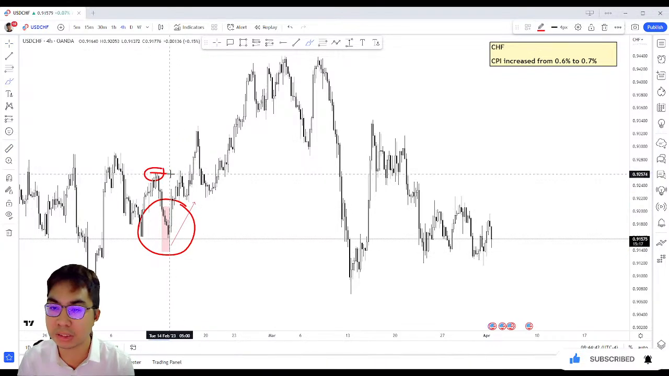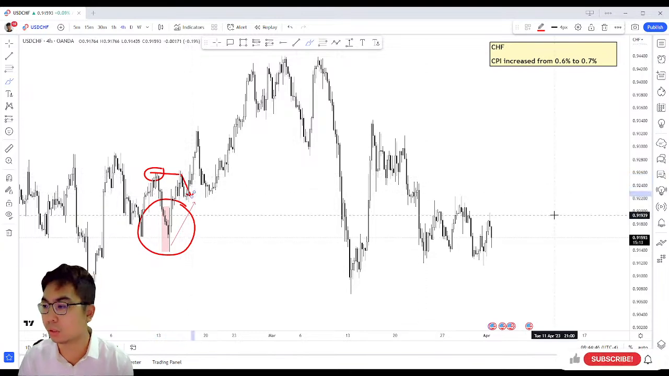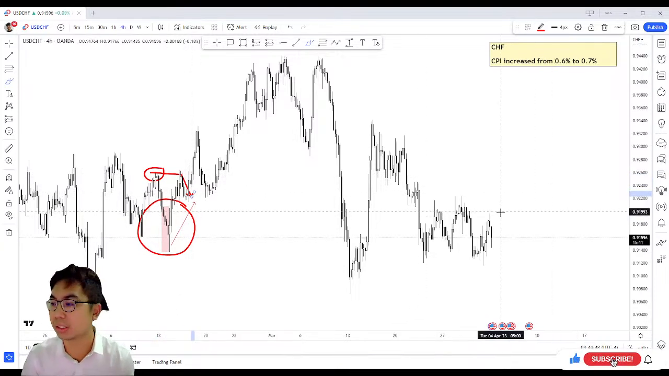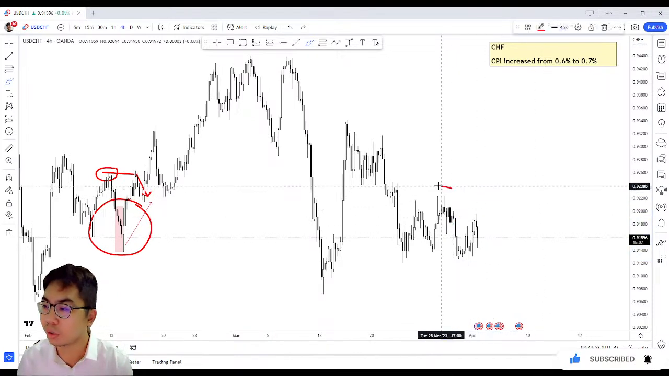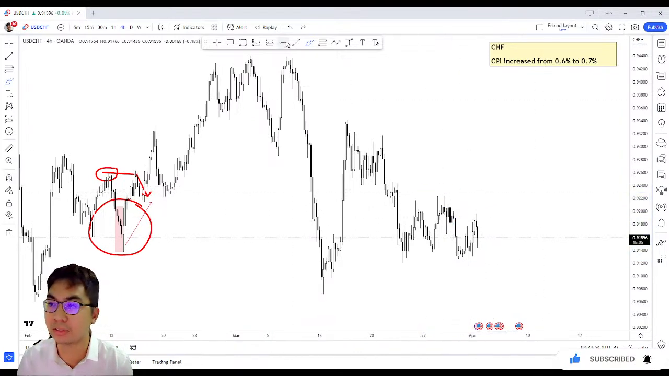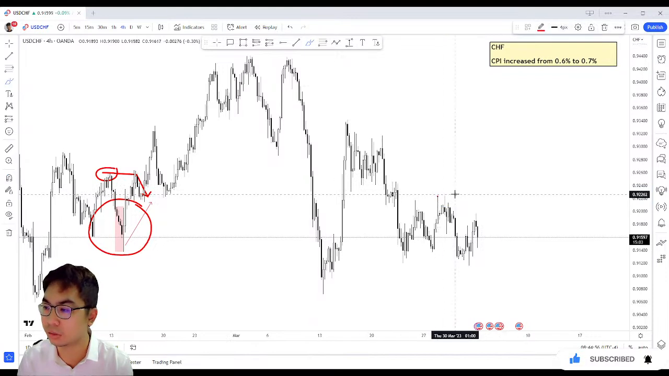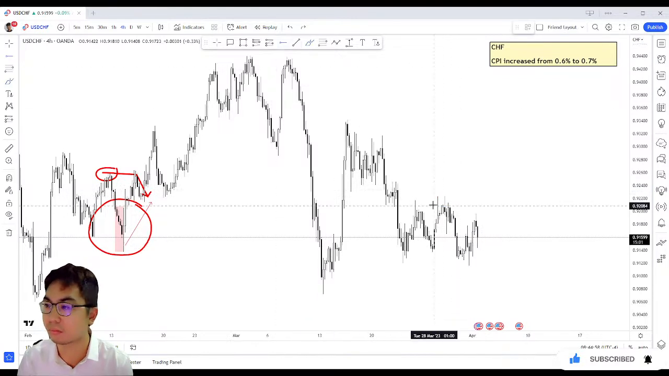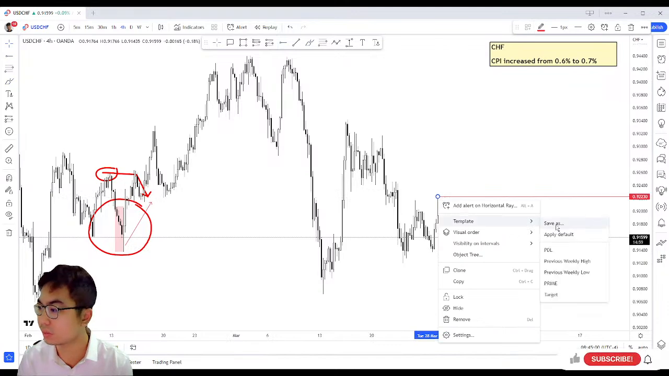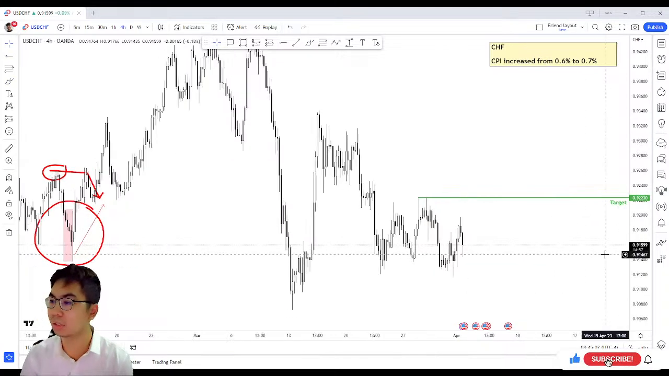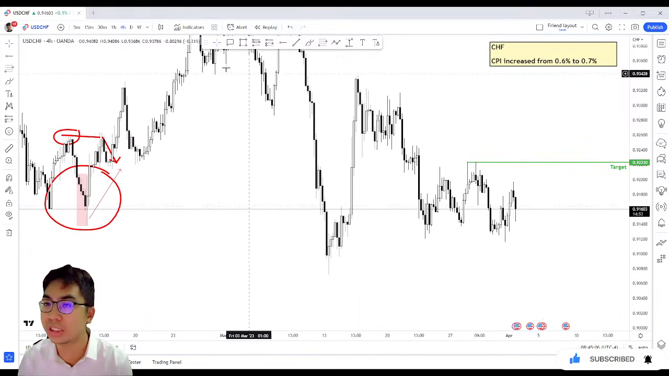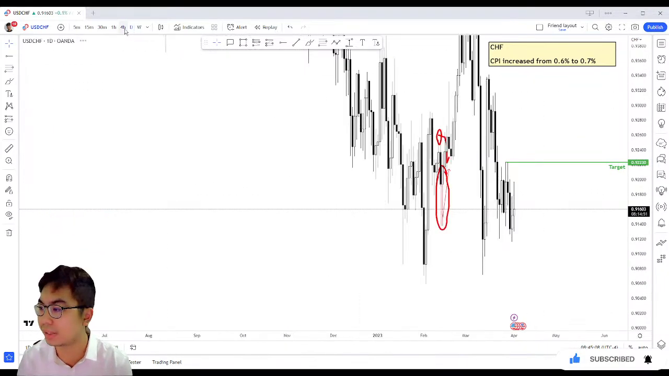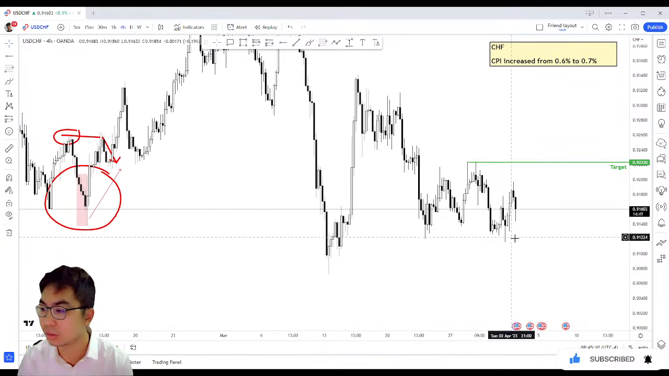You notice price tapped into the liquidity immediately, then rejected back down. So where is the liquidity located at this current setup? We are looking at relative equal highs right there. That could be your potential take profit targets, so I'll just draw it out. That could be your take profit target for tomorrow. So you can potentially start looking for buys.